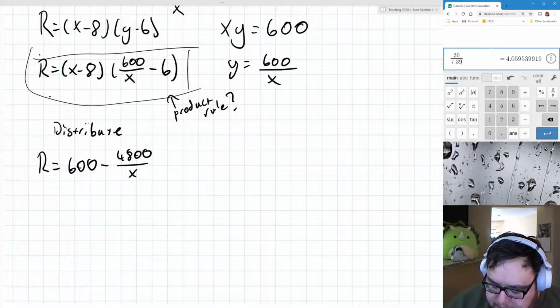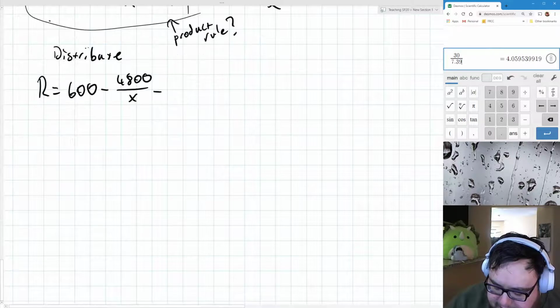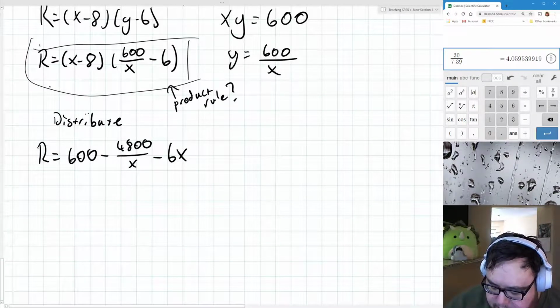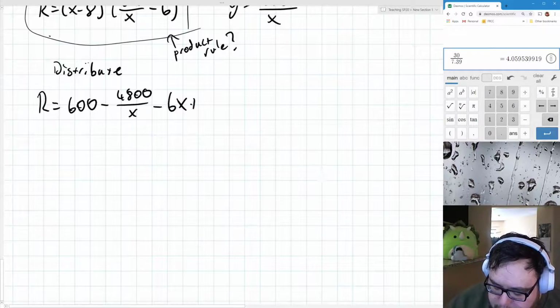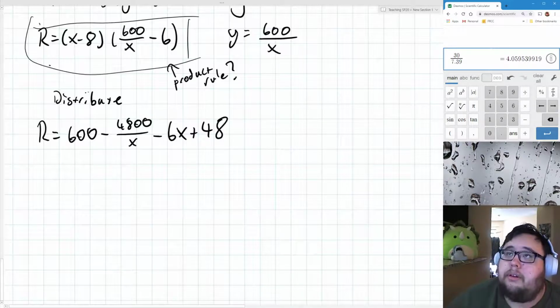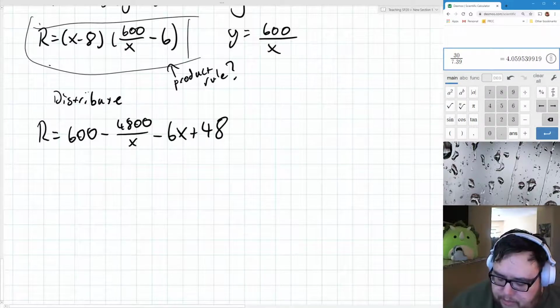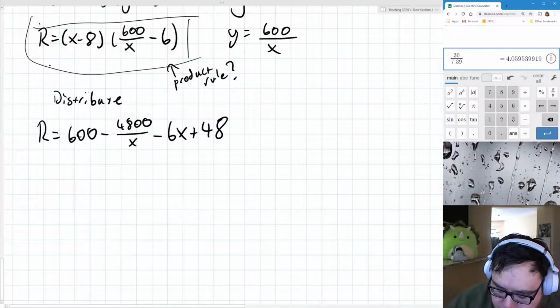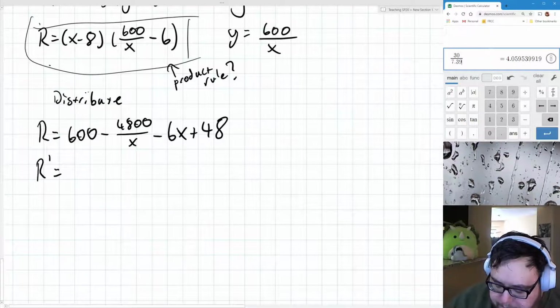X times negative 6 is minus 6x. And then negative 8 times negative 6 is positive 48. So the 600 and the 48, when we take our derivative, those are just going to go away. We could combine them if we want to. But r prime will be 4800 over x squared.